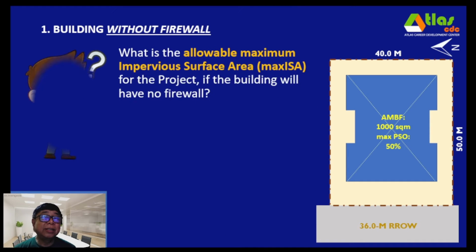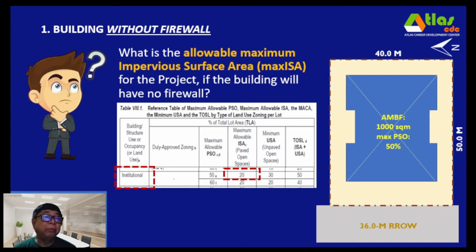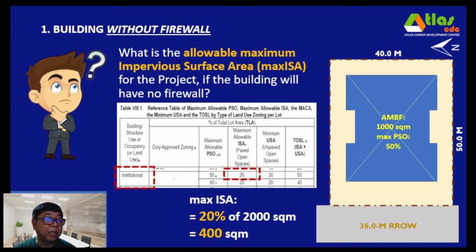At the same time, if we are going to determine the allowable minimum impervious surface area or maximum ISA for the project, if the building will have no firewall, our reference also will be the same, Table 8.1. And here, institutional without firewall, maximum allowable ISA is 20% of the TLA, and that will give you a value of 400 square meters.